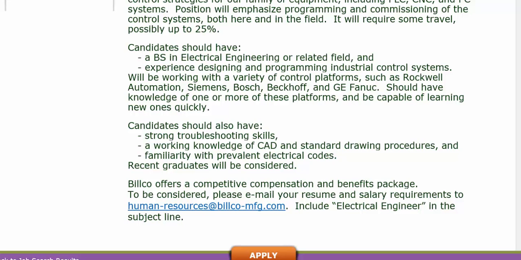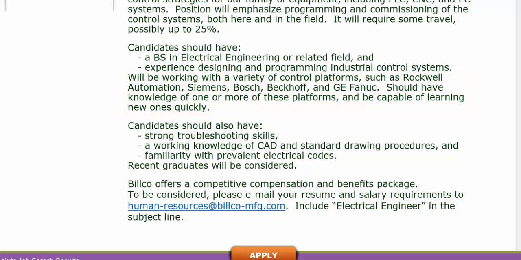And you would want to emphasize any experience that you have designing and programming industrial control systems, whether that's work experience or through school projects or internships. You'll also notice that they have some other specific things listed here. They're looking for somebody who can work with a variety of control platforms such as Rockwell, Automation, Siemens, Bosch, Beckhoff, etc.